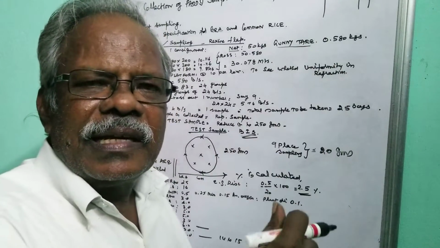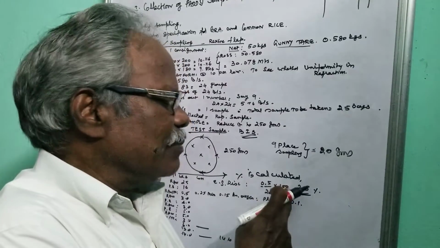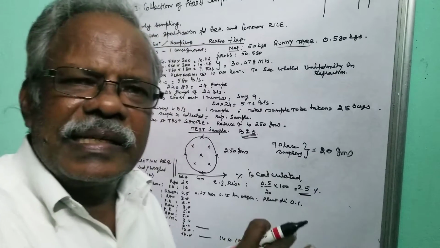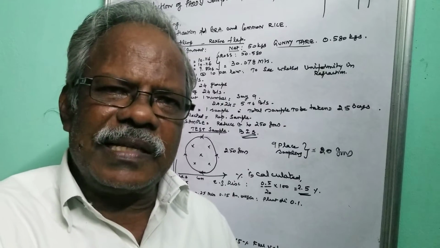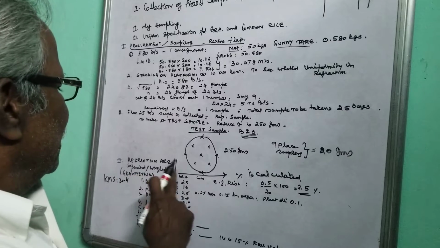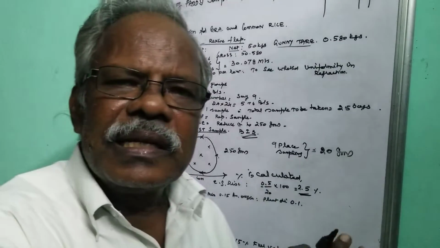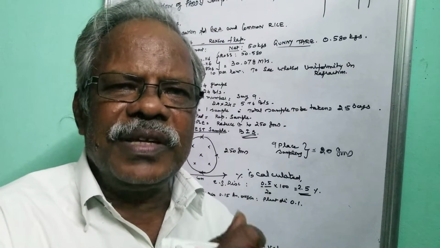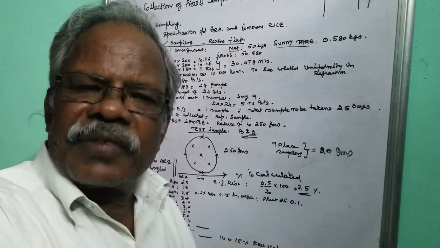While weighing, it is weighing 0.5 grams. For 100 grams, it is 2.5. So the percentage is 2.5. Like that, each and every fraction has to be weighed and the percentage calculated. This is called gravimetric. Gravimetric means by weight we find out the percentage of the fractions.